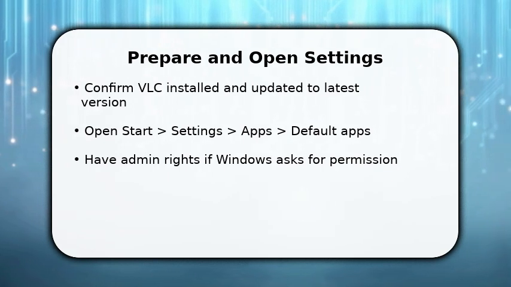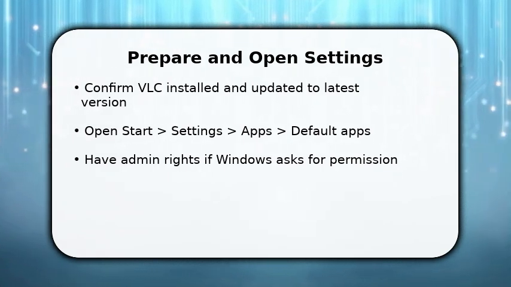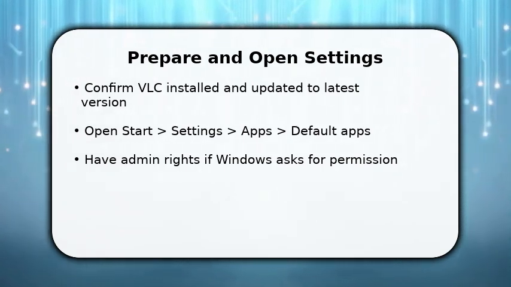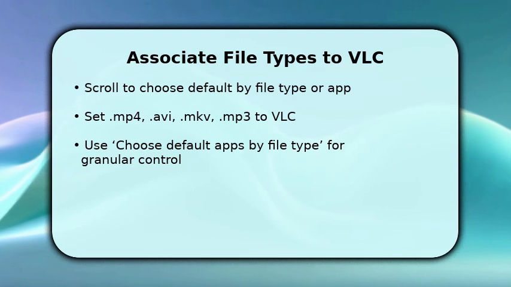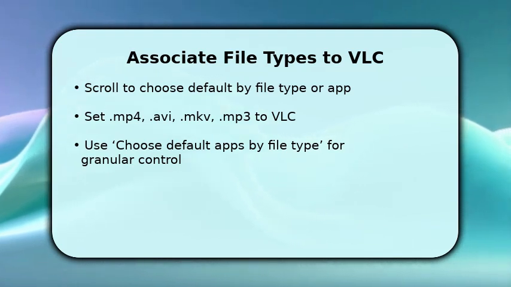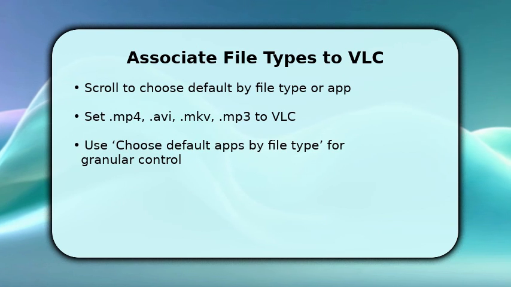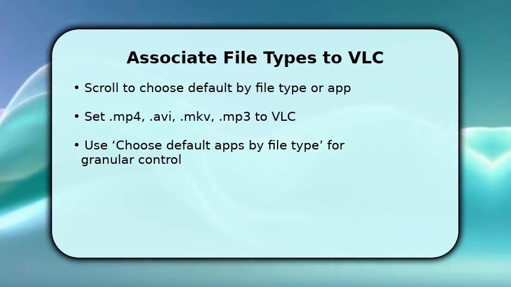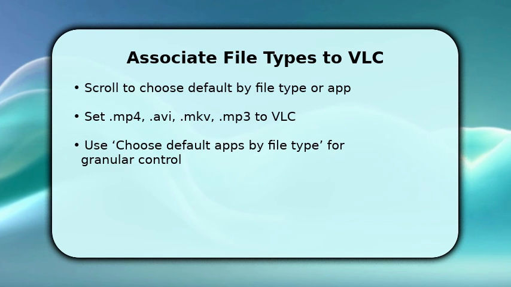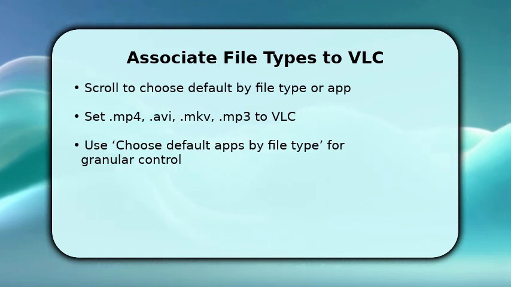Now you'll change associations. Scroll to the bottom and select Choose Default Apps by File Type for precise control. Once the long list loads, find extensions like MP4, MKV, AVI, and MP3 and click the current app to replace it with VLC from the pop-up. This ensures double-click opens VLC.